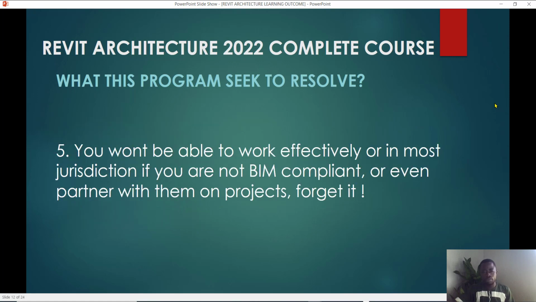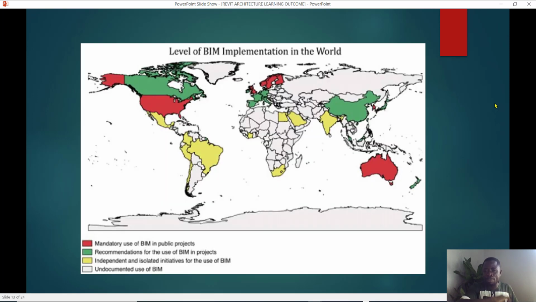The next thing is this: you won't be able to work effectively, or in most jurisdictions, if you are not BIM compliant. Sometimes you don't even attract certain partnerships from other countries if you are not BIM compliant. Just forget it, you won't get it. Let me show you the level of BIM implementation in the world.